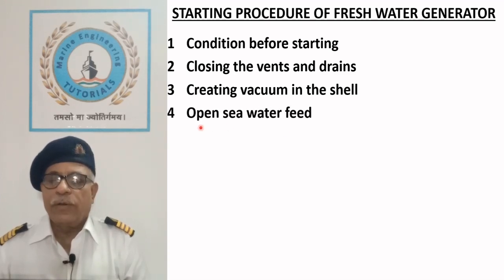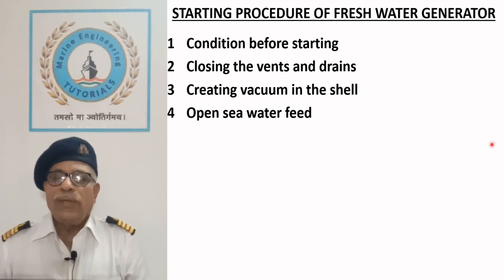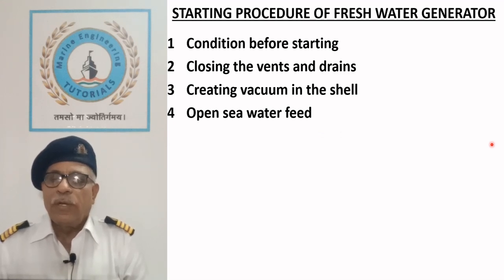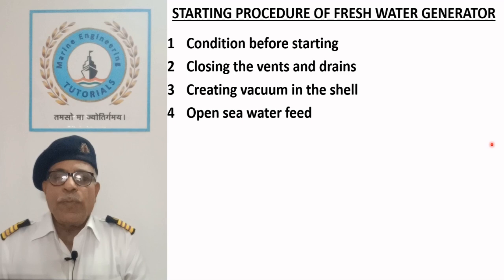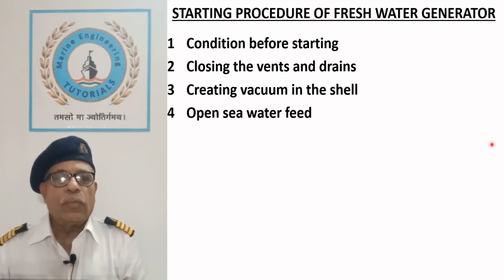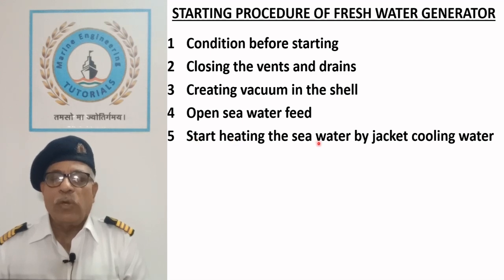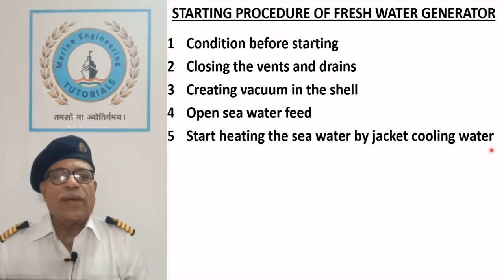Open seawater feed. When the shell has attained 90% vacuum, open seawater feed to the evaporator and regulate the supply. Start heating the seawater by jacket cooling water. Start the circulation of jacket cooling water in the evaporator and regulate the supply through the bypass valve. Vent the air from the evaporator shell.